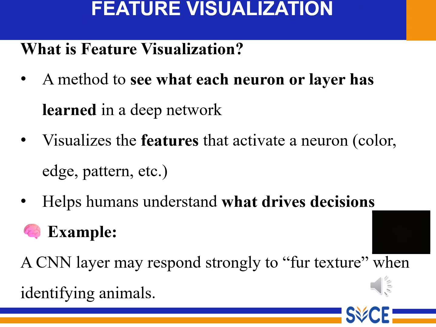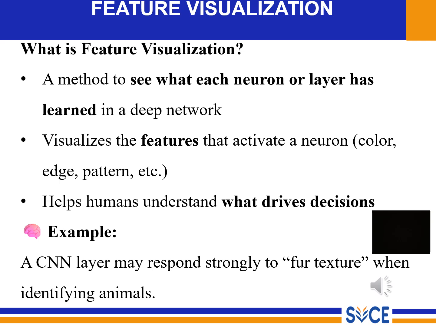The next slide, feature visualization. Now let's step into something more visual. How many of you have seen AI images with red and blue heat maps? That's feature visualization. It shows which part of the input made the model react. So think of a CNN.